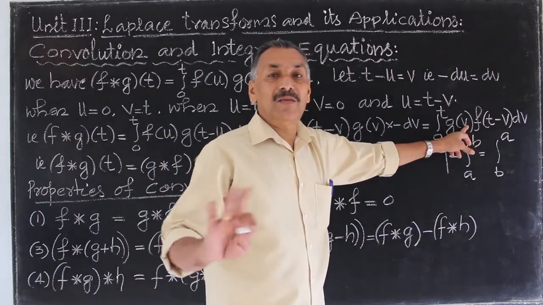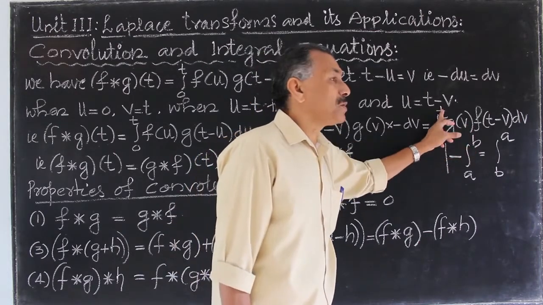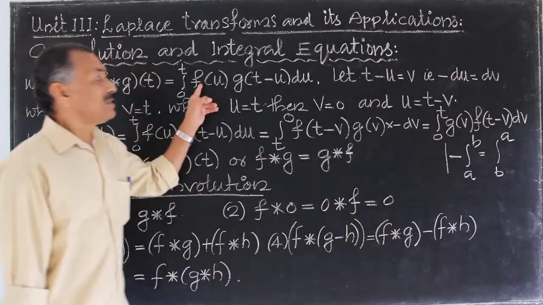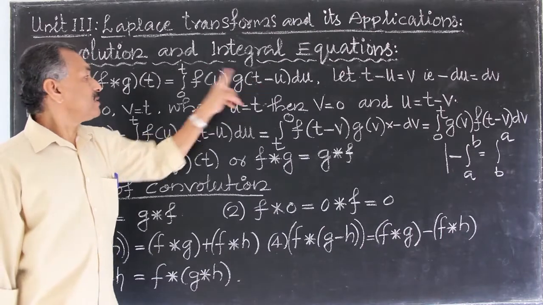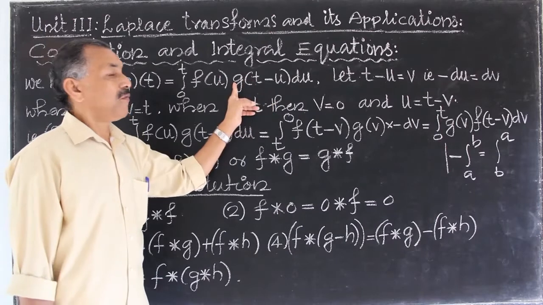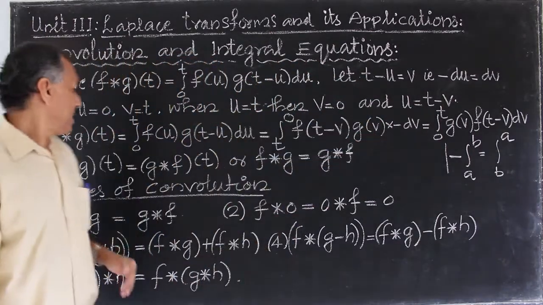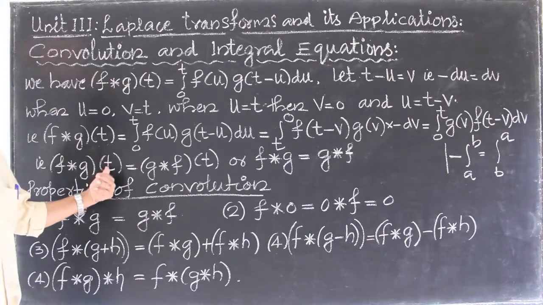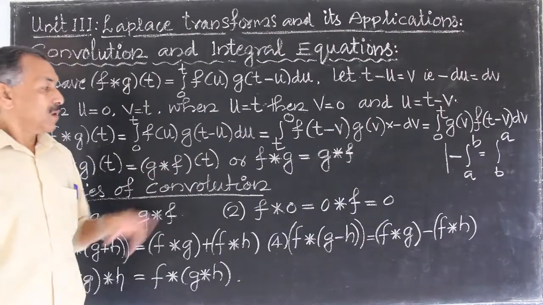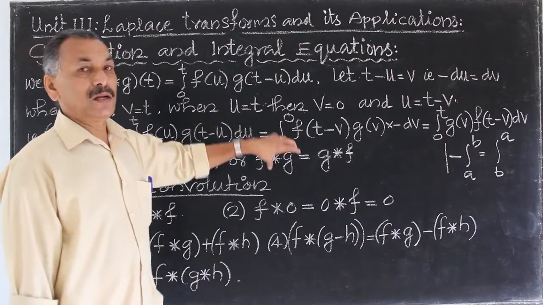ഇപ്പൊ യു ആയാലും വി ആയാലും വേരിയബിൾ മാറിയത് കൊണ്ട് ഇന്റഗ്രൽ വാല്യൂ ചേഞ്ച് ചെയ്യുന്നില്ല. that is equal to integral 0 to t g of v f of t minus v dv. then what is g ആസ്റ്റർ f? g ആസ്റ്റർ f is integral 0 to t g of u or g of v f of t minus u du or t minus v du. അതല്ലേ കിട്ടുന്നത്. that is f ആസ്റ്റർ g of t is equal to this value g ആസ്റ്റർ f of t, or f ആസ്റ്റർ g is equal to g ആസ്റ്റർ f. ഈ പ്രൂഫ് ഒന്നും നിങ്ങൾ നോക്കണ്ട.